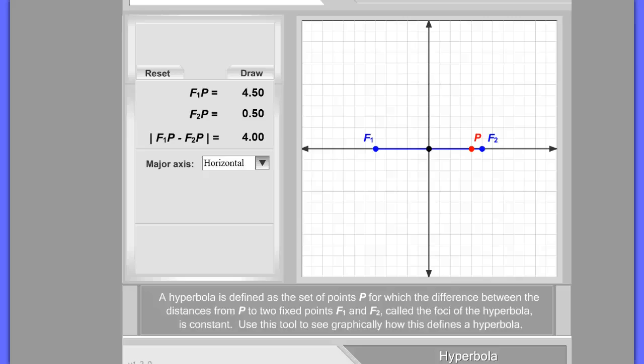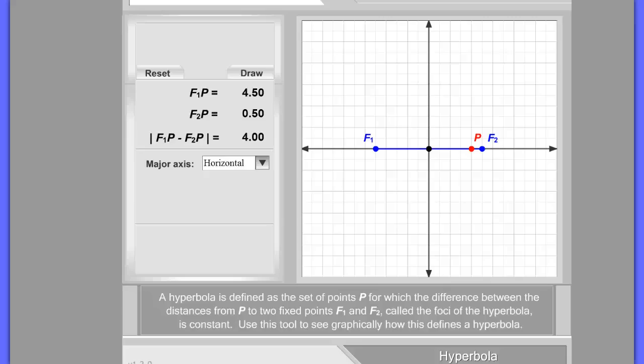on the left where it says F1P, and that's just saying the distance between F1 and P, so it's the segment length of F1P, and as you can see it's 4.5 units long. Each of these little tick marks, each box, is actually a half unit, so from F1 to P is 4.5 units long, and from P to F2 is half of a unit long.